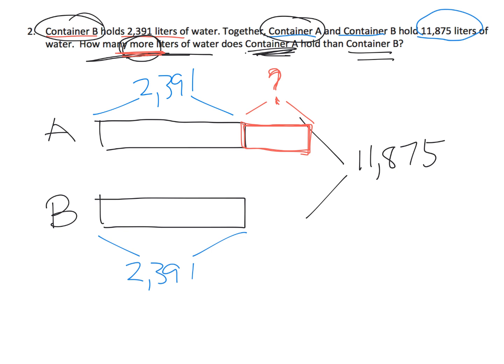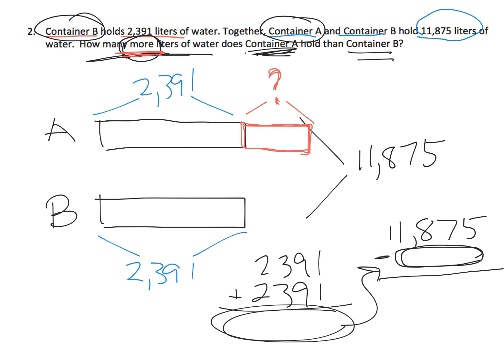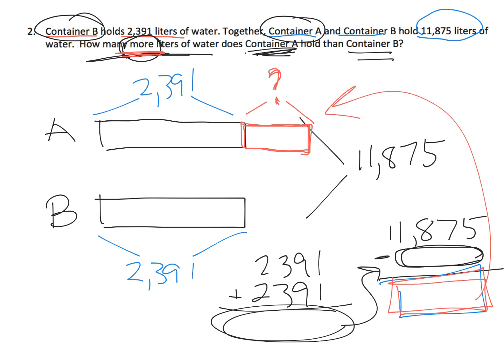So now I see my strategy. The first thing I'm going to do, because ultimately we want to know this plus this plus this, these three pieces are supposed to equal 11,875. So I'm going to add these two together and write that down, 2,391 plus 2,391. I'm going to get an answer, and then I'm going to take that answer and subtract it from 11,875, and the result is going to be that part right there.